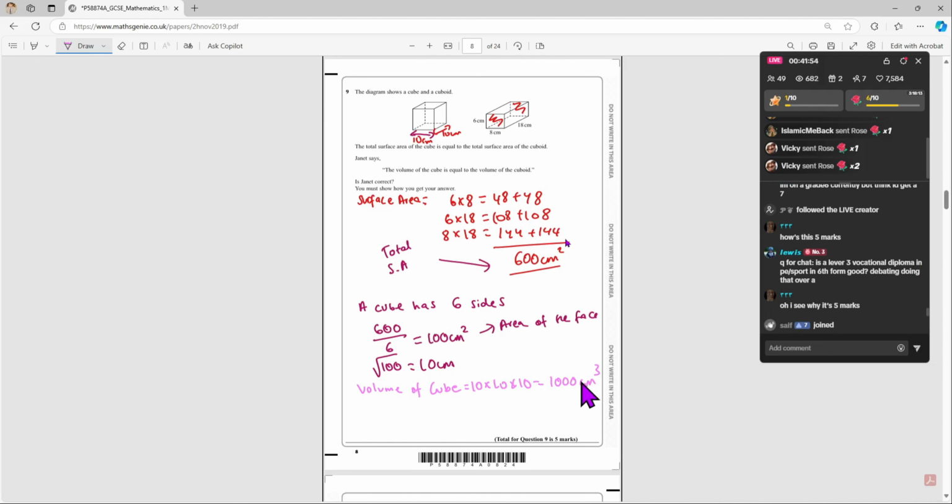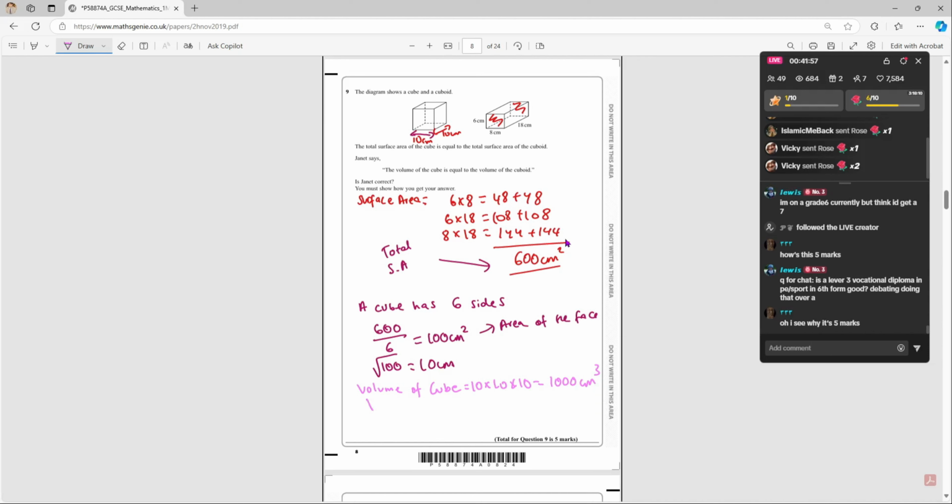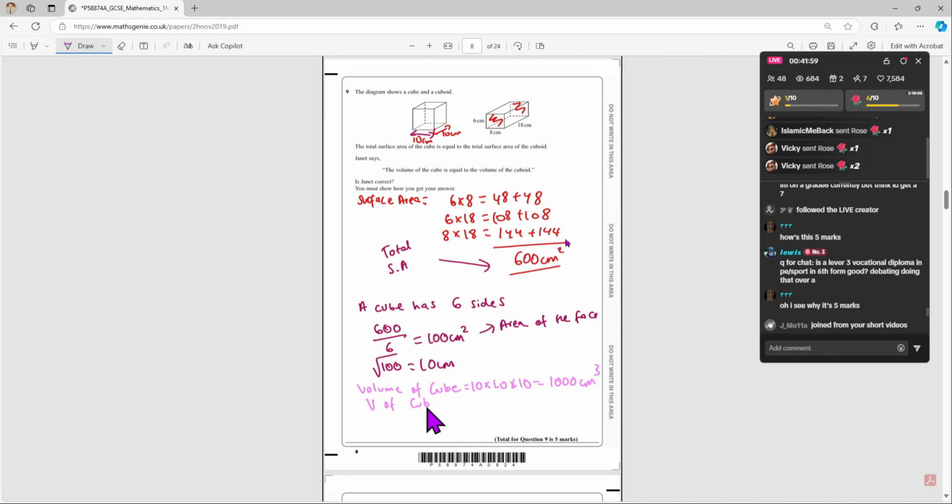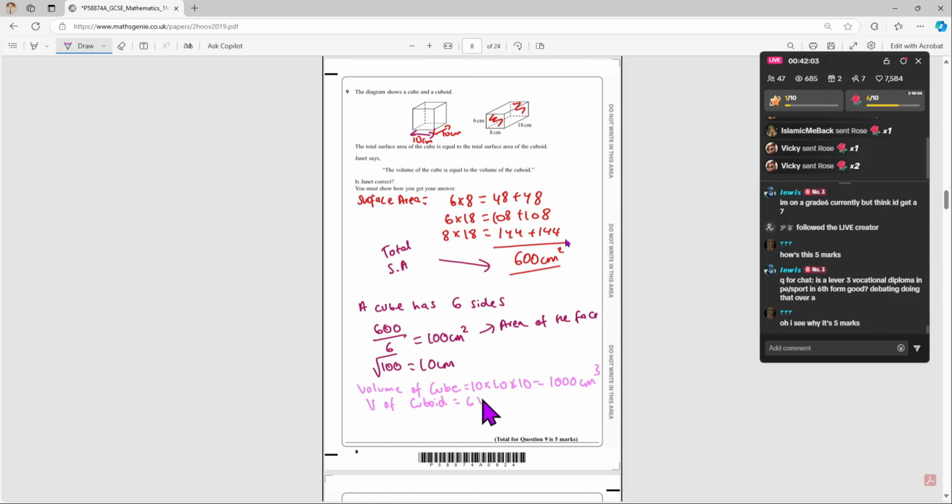Once you've done that, we're going to do the same thing with our cuboid. So the volume of the cuboid is going to be equal to the length times width times height, which is 6 times 8 times 18, which will get you 864 centimeters cubed.